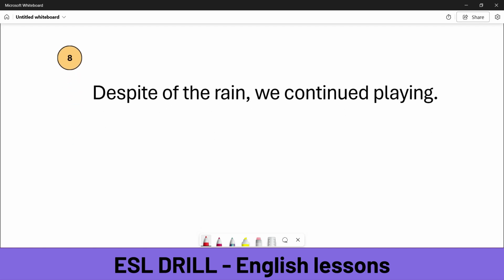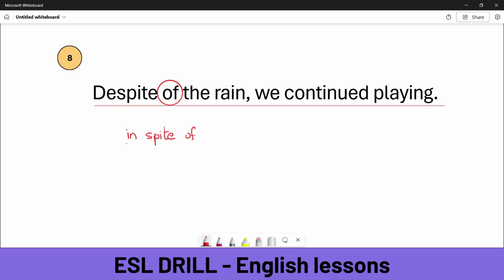Despite of the rain, we continued playing. Despite of the rain. Again, this looks very perfect. But the problem here is this word, of. You wonder why? Let me tell you. So, there is another preposition, in spite of.